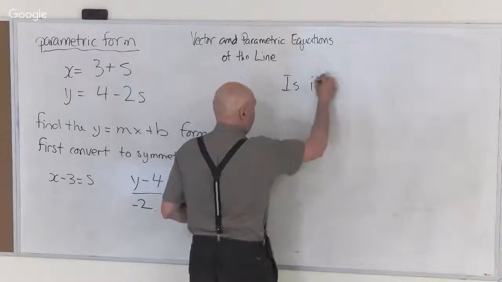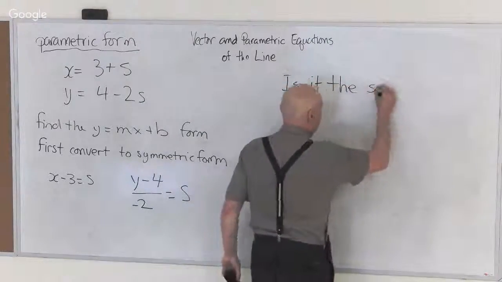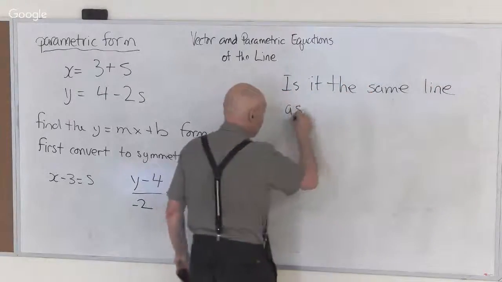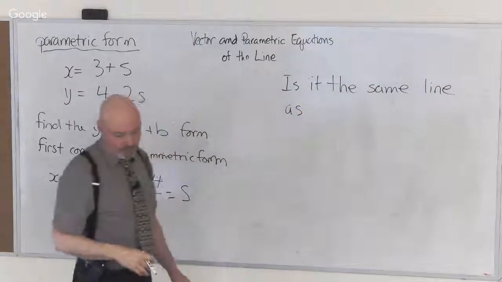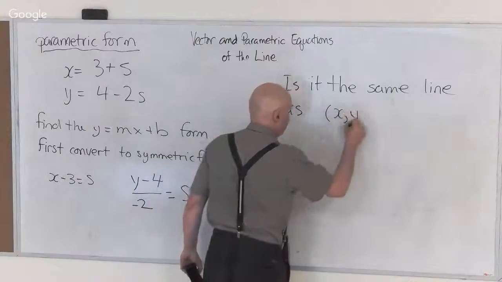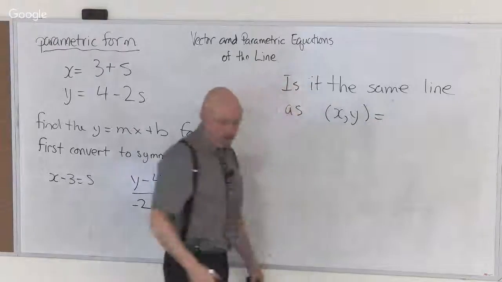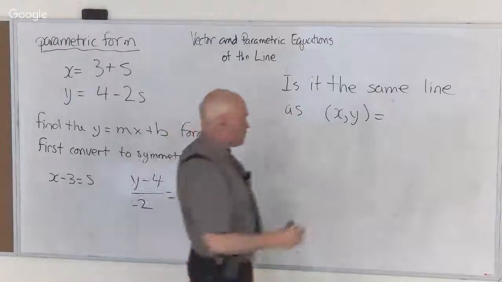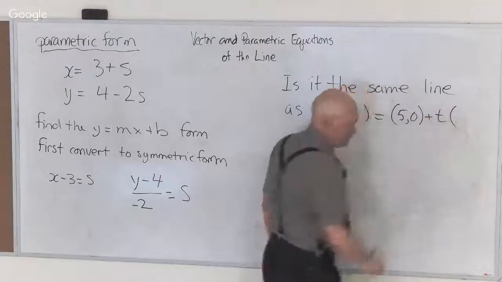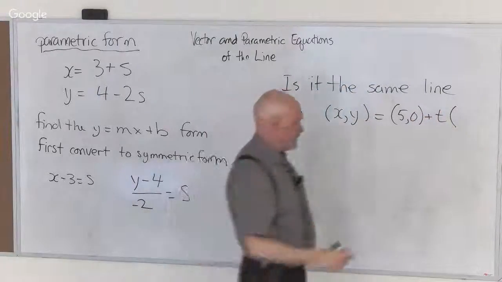Is it the same line as, and I really shouldn't say it's the same line, but I should say, is it coincident with xy equals 5, 0 plus t times negative 3, 6.